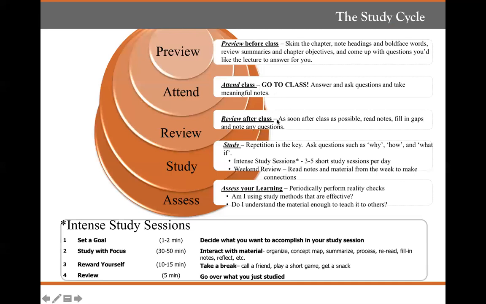But right after class, or as soon as you can afterwards, you want to review the material that you just heard. Has this ever happened to you? Have you ever seen a movie more than once? In other words, twice. Well, when you saw it the second time, did you see things that you never even noticed the first time? Most people do. Well, it's exactly the same way here.